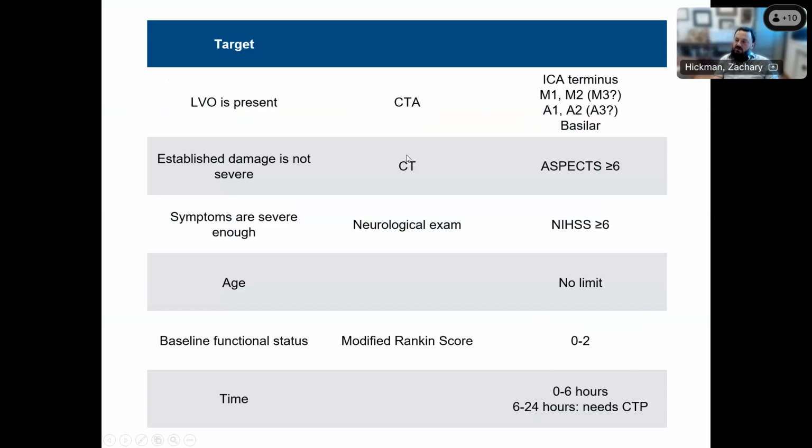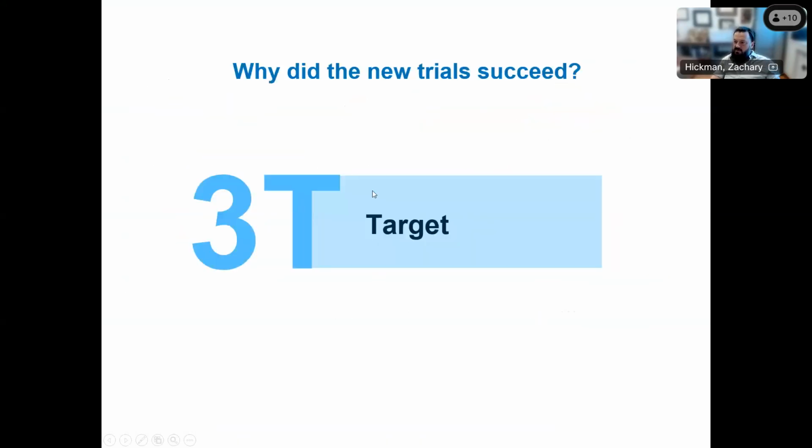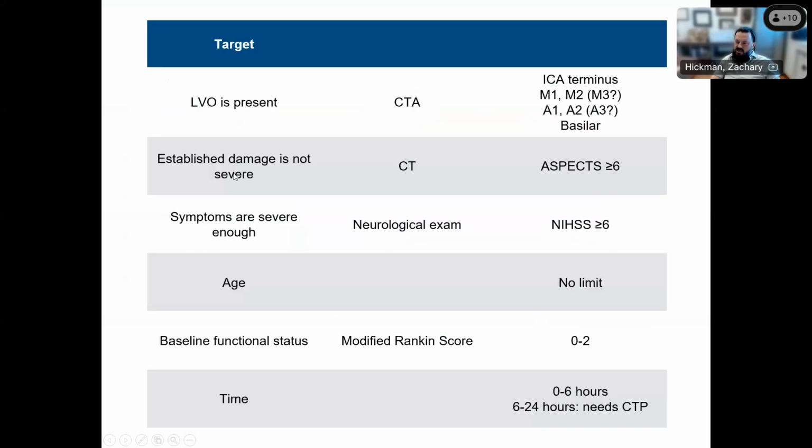So really the ideal patient is, again, like this patient, where you either don't have an area of irreversible injury yet, or the area of irreversible injury is already quite small, but you have an area that is still at risk for irreversible injury. So you want to show that the established damage is not that severe, and a CT scan can help you with that.